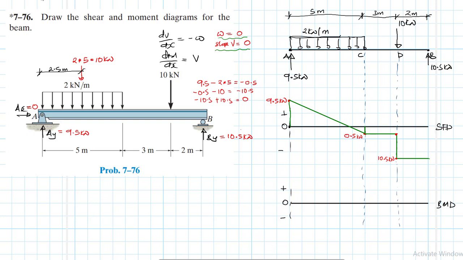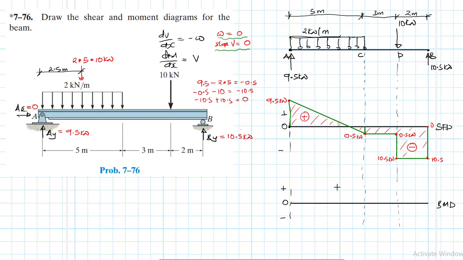This is how we expect our shear diagram to behave. It has to close. So it has finally closed. This point is 10.5. This is 0. And this is 0.5. So this region is all minus shear, and then this region here is plus. Great.